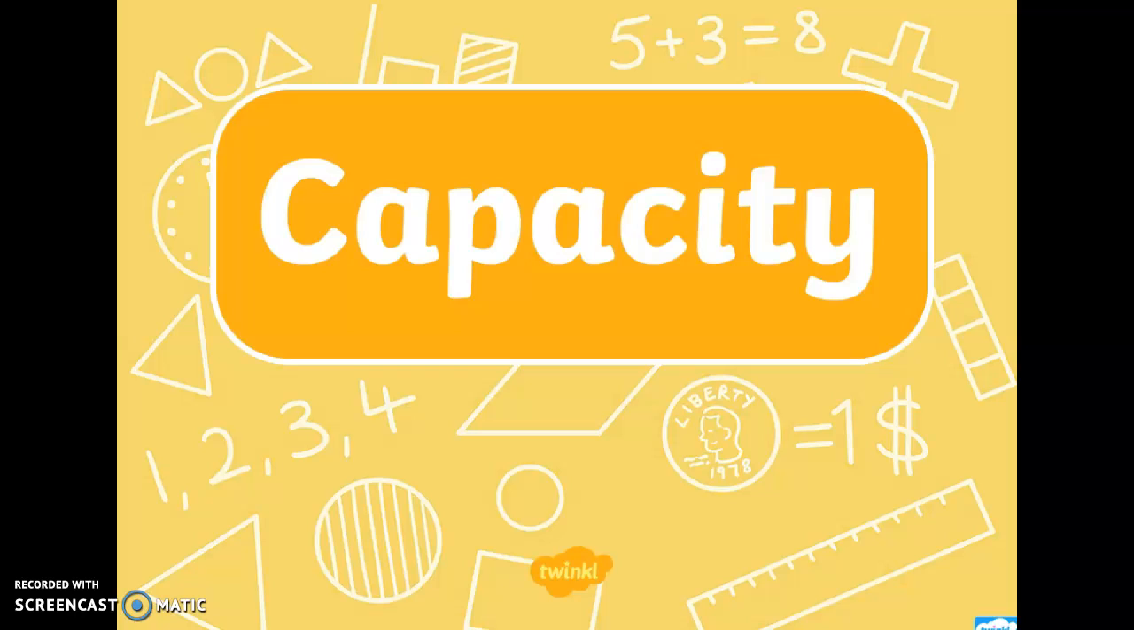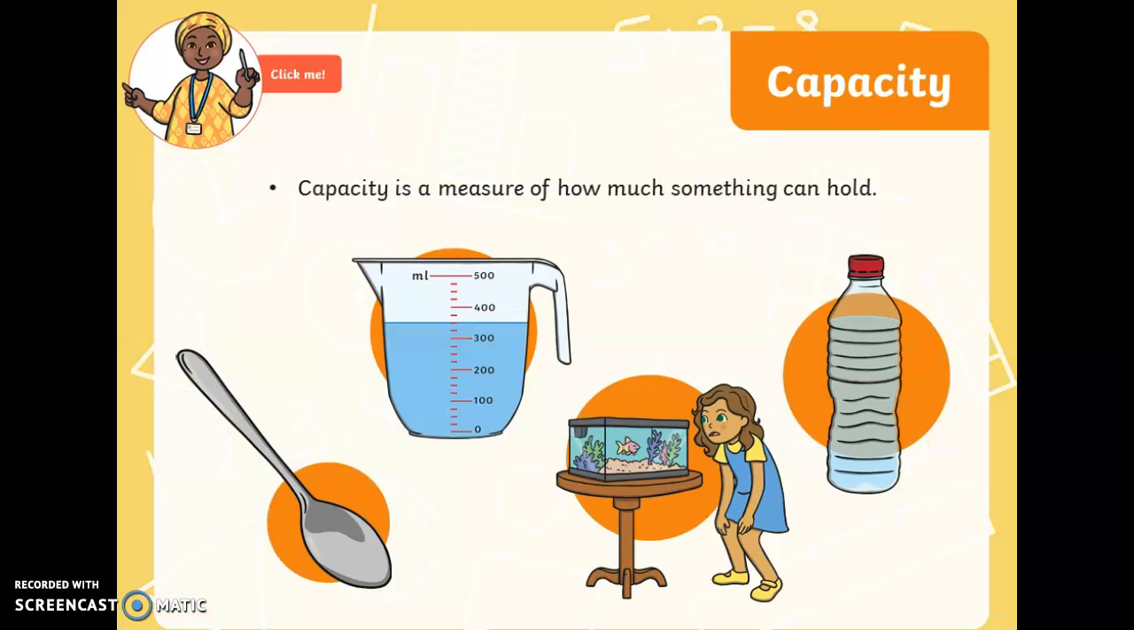We are talking about capacity this week in maths. Capacity is a measure of how much something can hold. Let's look at these. We have a jug, a spoon, a fish tank, and a bottle. Each of these holds different amounts of fluid or different amounts of liquid.